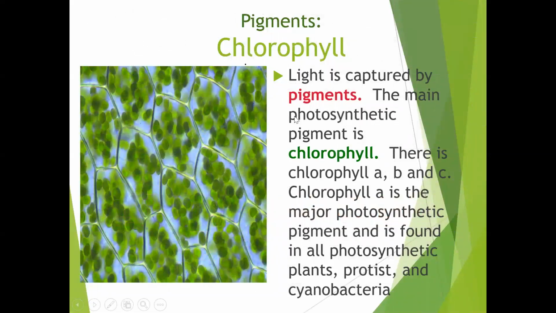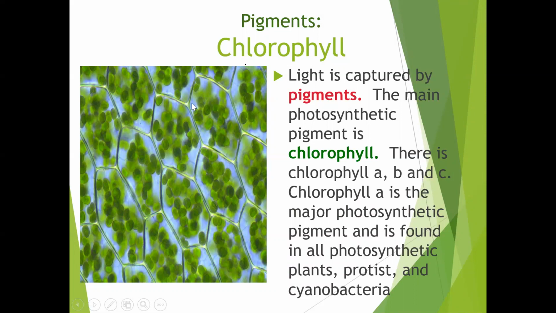Now let's specifically talk about pigments that we find in plants. The main pigment in most plants is chlorophyll. Light is going to be captured by pigments, and that main photosynthetic pigment is chlorophyll. There are different types of chlorophyll: A, B, and C. But chlorophyll A is the major photosynthetic pigment, and it's found in all photosynthetic plants, protists, and cyanobacteria. Protists and bacteria are not technically plants, but they are able to go through photosynthesis because they contain chlorophyll.